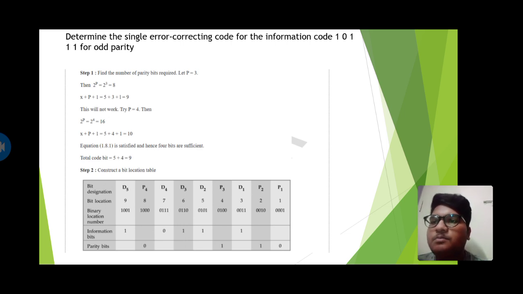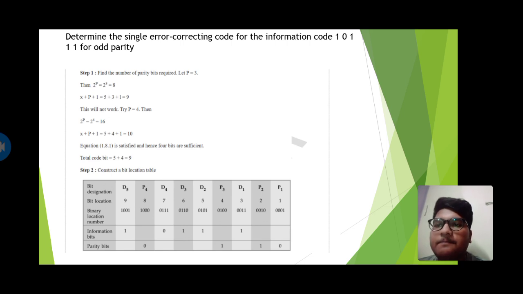As you can see, 2 power 3 is equal to 8. X plus P plus 1 is equal to 5 plus 3 plus 1, which is equal to 9. 2 power 3 greater than or equal to 9 is wrong. So we check P equals 4. 2 power 4 is equal to 16. X plus P plus 1, 5 plus 4 plus 1, is equal to 10.